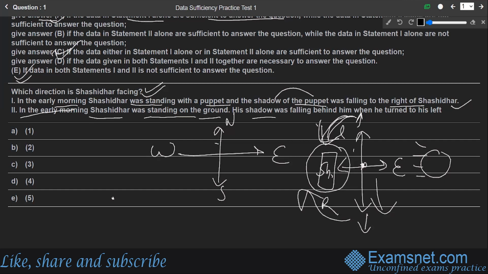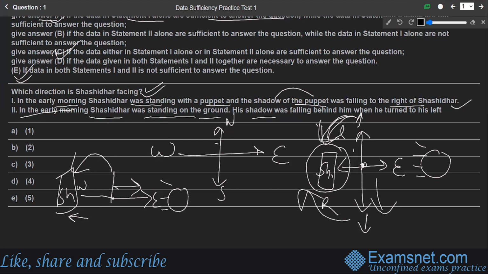So if you have a closer look, this is again an early morning scene. So the sun is again in the east direction. Shadow is obviously in the west direction. So these two things are already locked up. Then he's saying when he turns to his left, the shadow was falling behind him. So the shadow is not moving anywhere. Shadow is right there on the west side. So he is facing towards the east side. Then only the shadow should fall behind him. Okay, so clearly the answer from statement number second is that he is facing east.